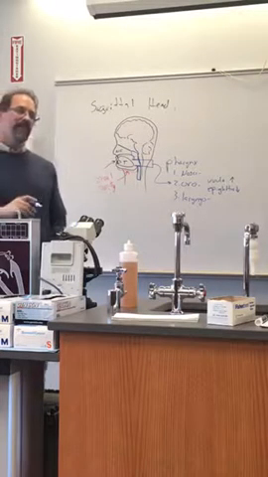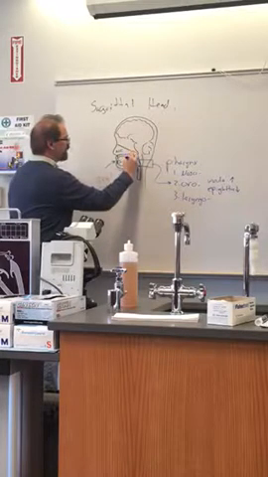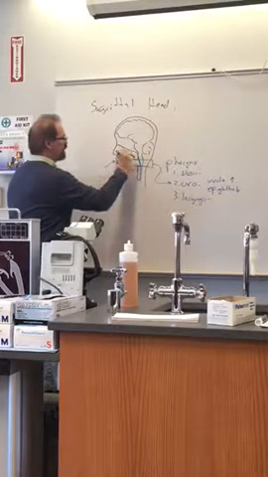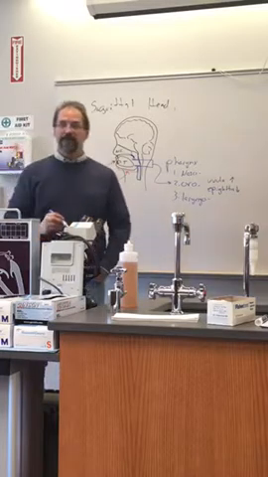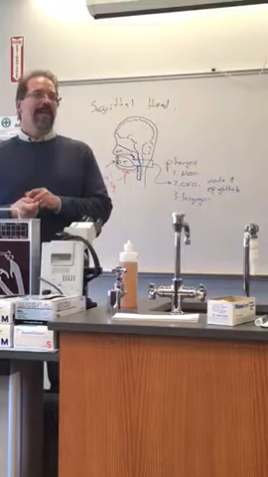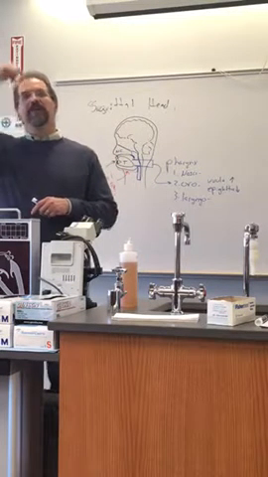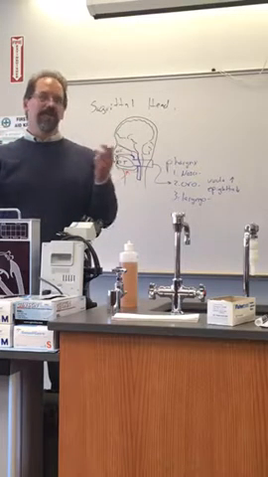You go back behind the hard palate, it becomes soft. In this area here, it becomes soft. And that is called the soft palate. It's connective tissue and muscle. And the end of the soft palate is your uvula. If you stick out your tongue, you see that dangly thing there, that's the uvula.